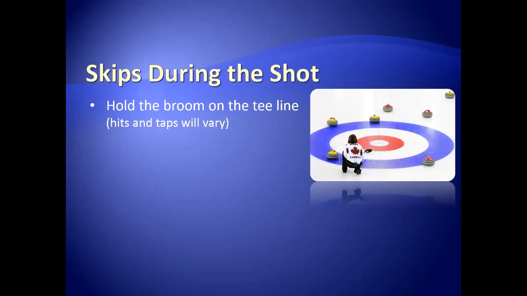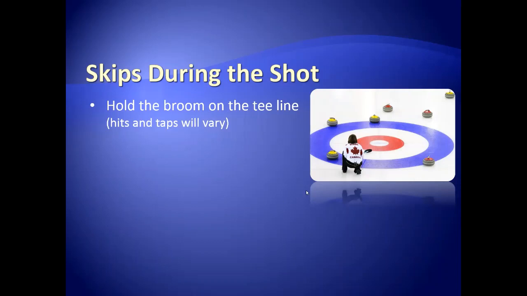Now, this will vary for hits and taps. So obviously, if you're doing hits and taps, you're going to measure off of the stone. So for example, if you're getting 6 inches of curl on a hit, on normal hit weight, you want to hold the broom 6 inches off of the center of the rock, assuming you're trying to hit nose, that sort of thing. Does that make sense to everybody?